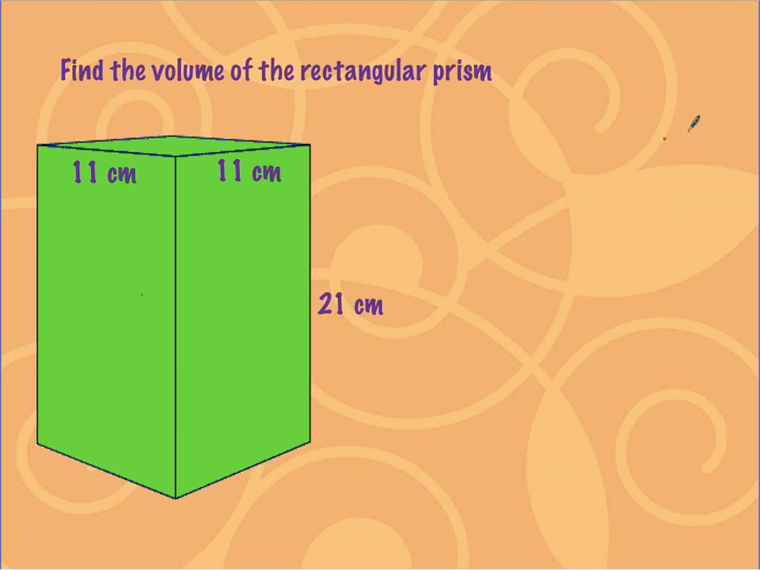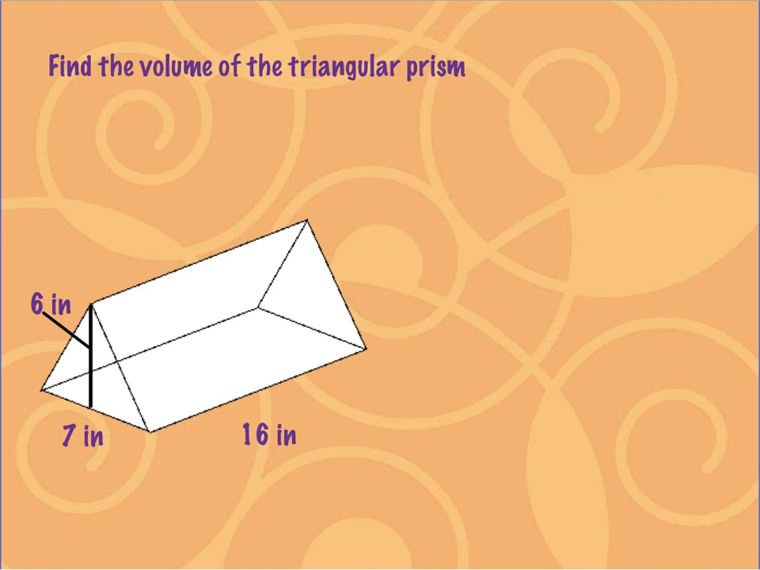Okay, so you have a couple of problems here that you are going to try on your own. You have this rectangular prism and this triangular prism. I'd like you to try them on your own. As always, if you have any questions, please be sure to write them down or email me so we can go over them in class.